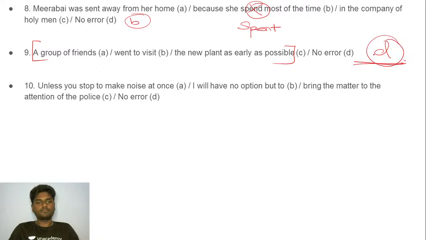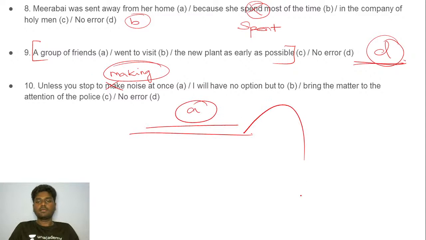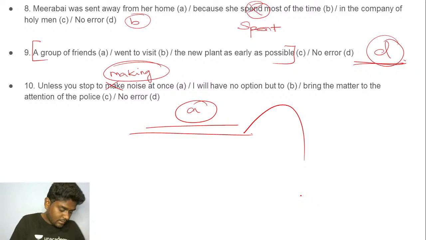Yeah, all fine. And for the 10th one, unless you stop, make noise at once. It's not "make noise", it should be "making noise". So the error is with option A. That's it. Is that clear, guys?